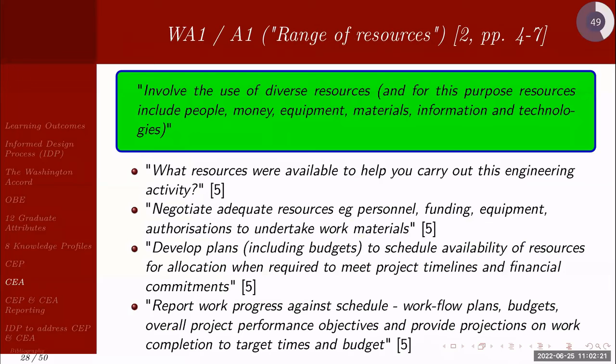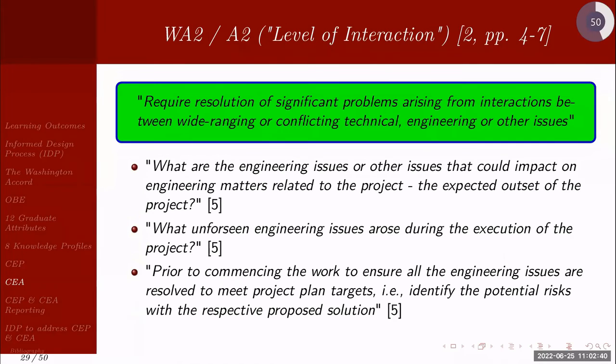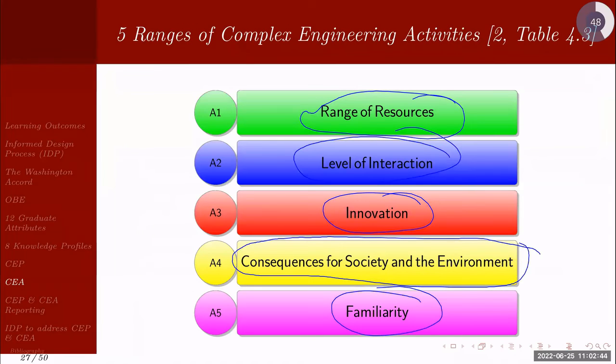Okay, and in the slides we have some descriptions like W1. A1 is related to, they involve the use of diverse resources. And for this purpose, resources include people, money, equipment, materials, information, and technologies. A2 is level of interactions. So these complex engineering activities, by the way, these are related to your graduate attribute number 10.